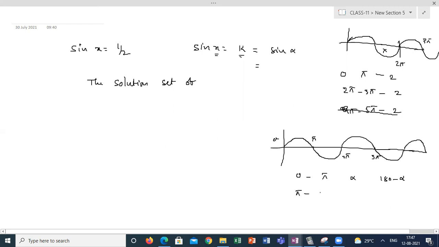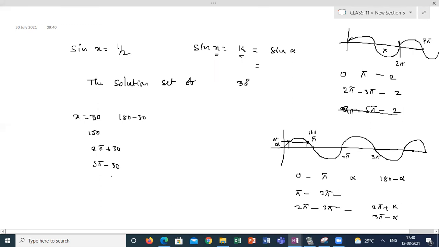Between pi to 2 pi, nothing. Again, 2 pi to 3 pi, how much? 2 pi plus alpha, 3 pi minus alpha. Are you clear what I'm saying? Suppose I'm getting k equal to alpha at alpha degrees, again when you get the alpha value, 180 minus alpha, you will get the same value. Like if I'm taking sin x equal to 1 by 2, x is equal to 30, again the value is repeating at 180 minus 30, that is at 150. Again the same value you are getting at 2 pi plus 30 and 3 pi minus 30.